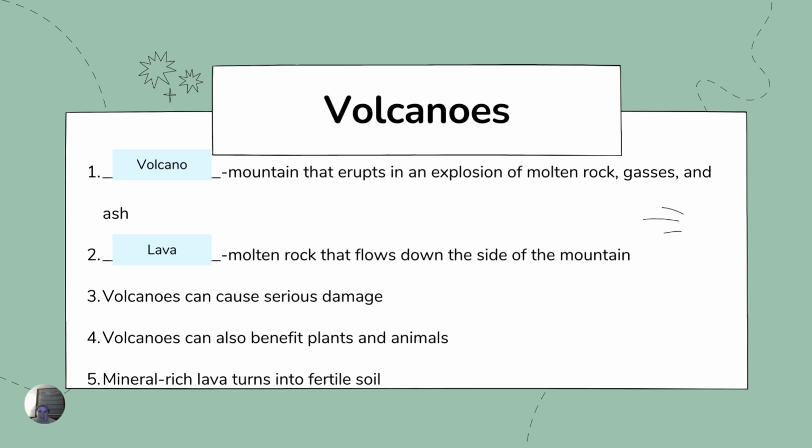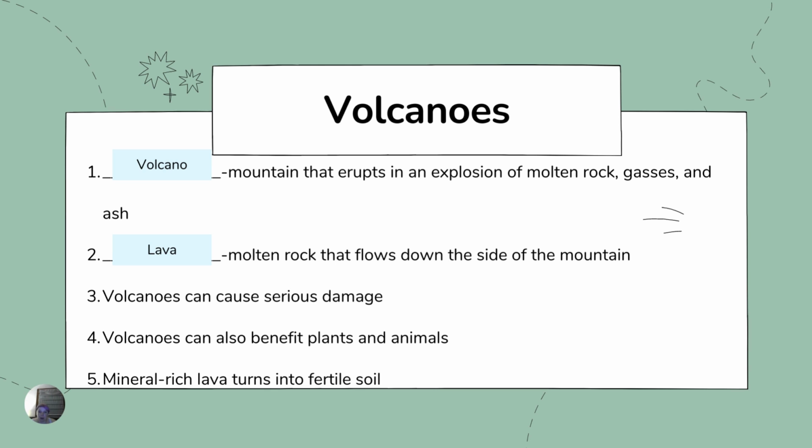This next piece that we want to look at is a volcano. The Ring of Fire actually contains more than 75% of the Earth's volcanoes, which I just find super fascinating personally. So a volcano is a mountain that erupts in an explosion of molten rock, gases, and ash. Lava, which is a molten rock, flows down the side of the mountain. So as we know, volcanoes can cause serious damage. For example, in 1883, Krakatoa in Indonesia spewed ash and rock fragments over an area of 300,000 square miles. This volcano eruption also triggered a tsunami because of some of the surrounding earthquakes that killed over 36,000 people.